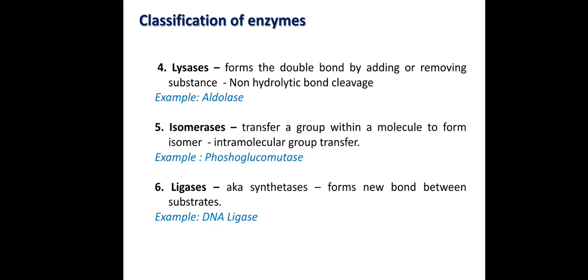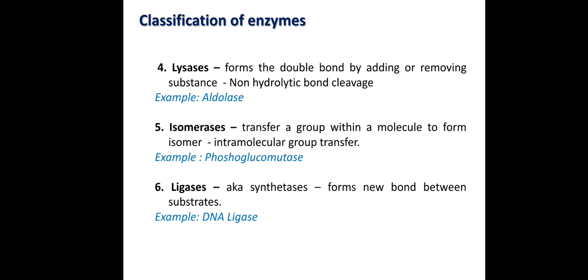The next one is isomerase. Very simple. Isomerization reactions are catalyzed by this group of enzymes. What is the isomerization reaction? It's a reaction of converting one isomeric form to another isomeric form. Any enzyme that converts one isomeric form to another is called an isomerase.